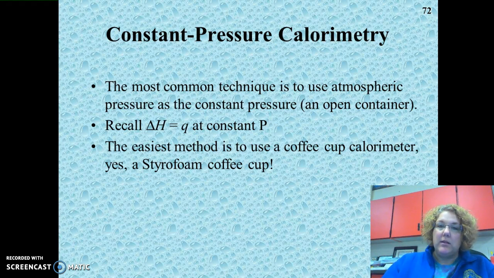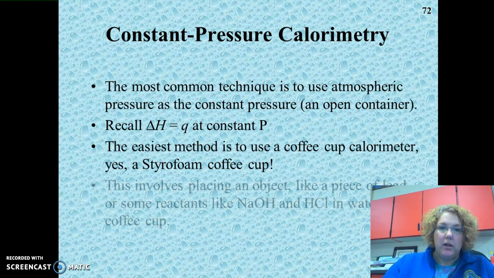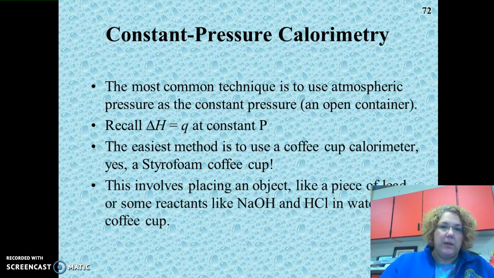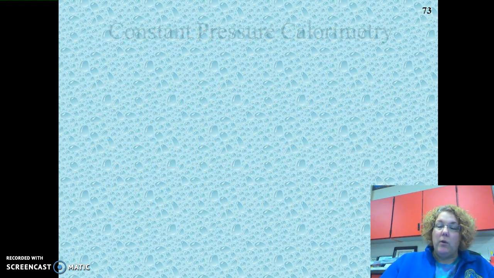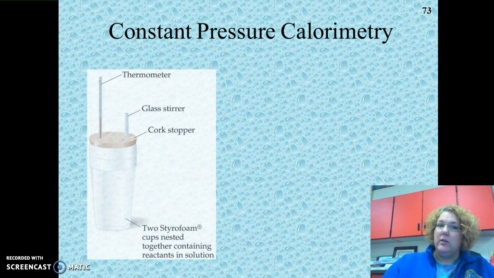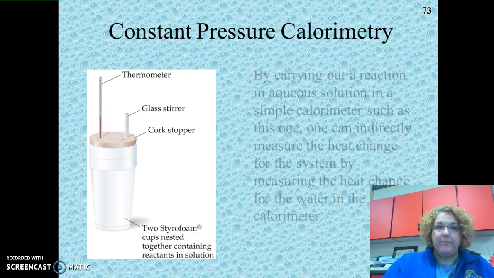So the easiest method is to use the coffee cup calorimeter, a simple styrofoam cup. What you're going to do is place an object like a piece of lead or some reactants like sodium hydroxide and hydrochloric acid in water in a coffee cup. And by measuring the temperature change of the water, we'll be able to figure out what the piece of metal or the acid-base reaction did in terms of energy.